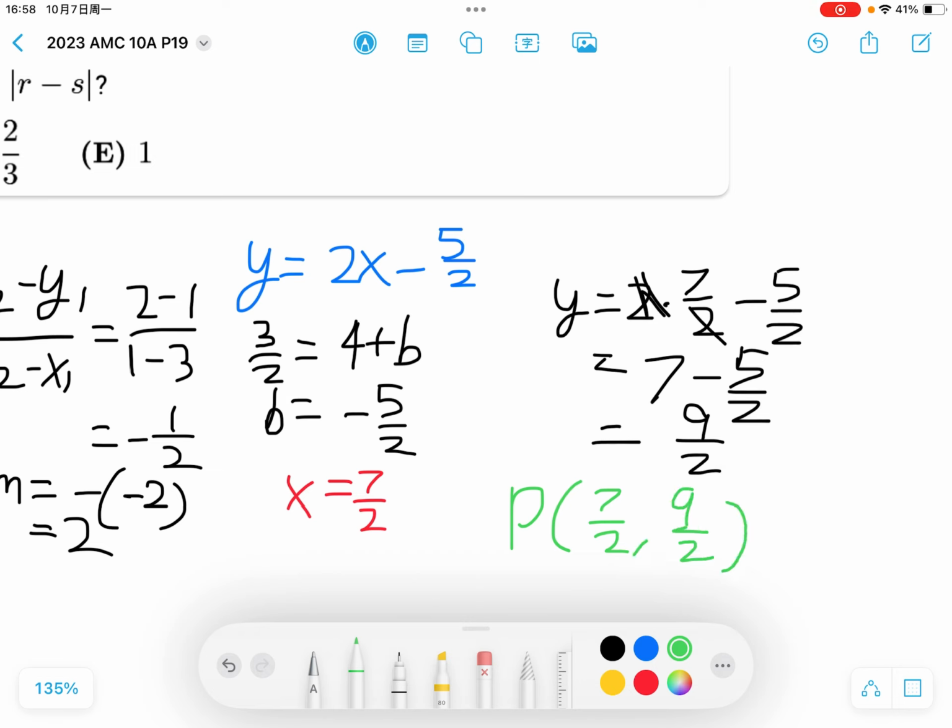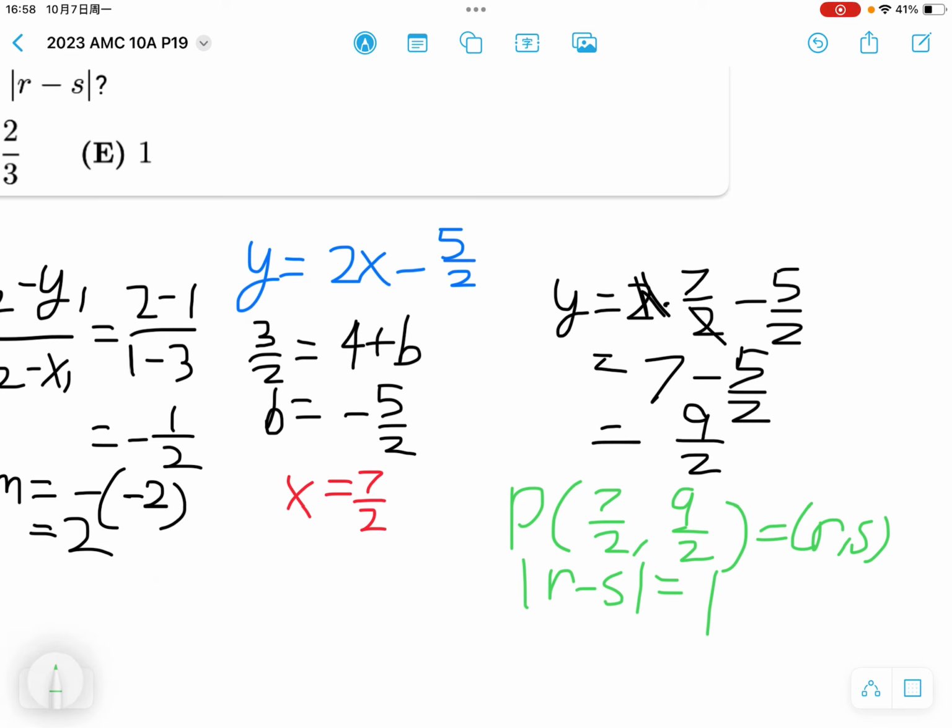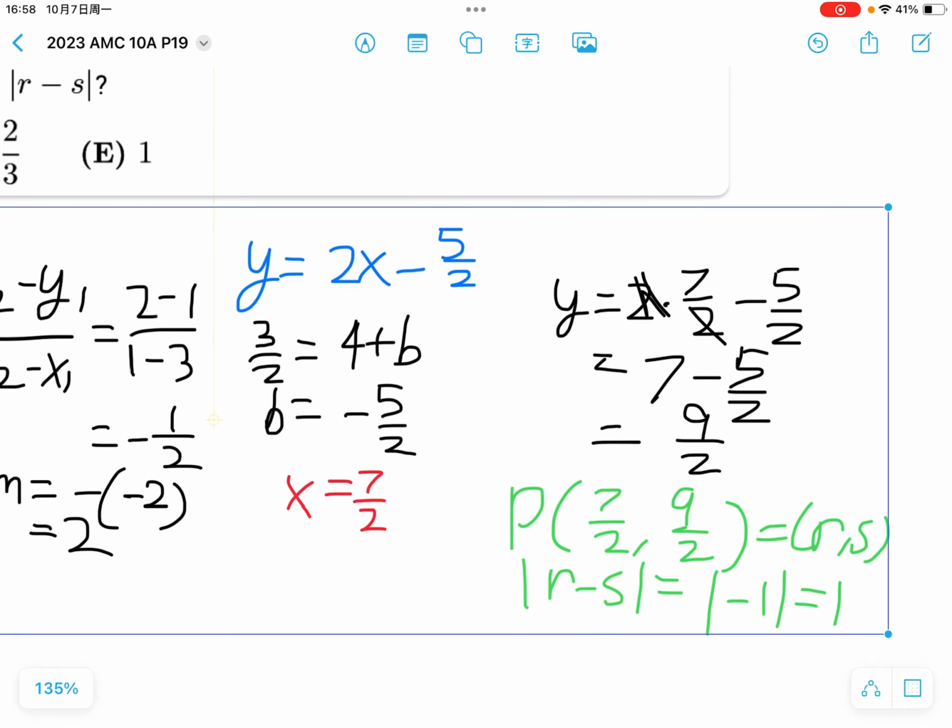Now, P is also equal to (R, S). And we want the absolute value of R minus S, which is the absolute value of 7 over 2 minus 9 over 2, which is the absolute value of negative 1, so that's just 1. So our answer is E.